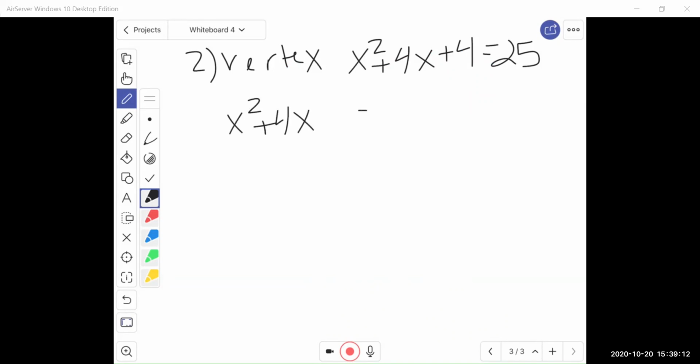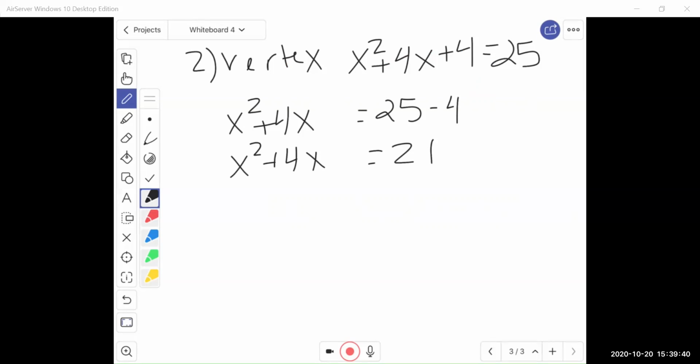So the first thing we should do if we're going to complete the square is we move everything over that does not have an x by it, which means we're going to be subtracting 4. Again, why are we subtracting 4? Because it's plus 4 on the left. We want to move it to the right. So inverse operation of adding and subtracting. So we end up with x squared plus 4x equals 21.